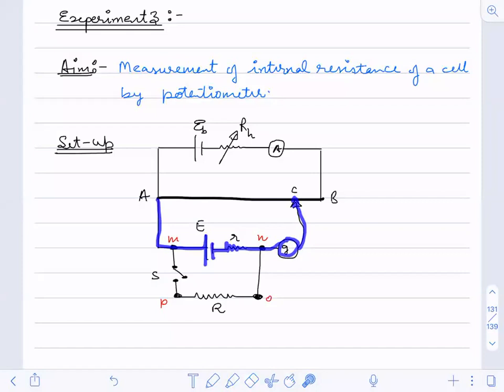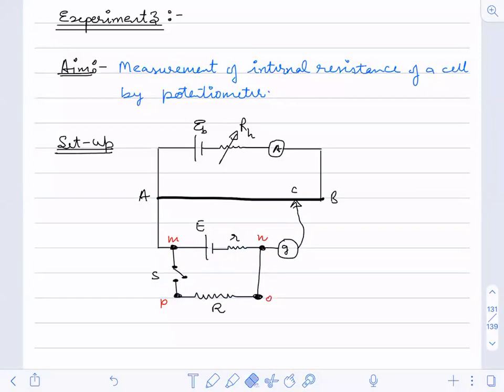Now after this you are also connecting a shunt parallel to the resistor, the internal resistor of the battery. So with the EMF you have to shunt one thing.